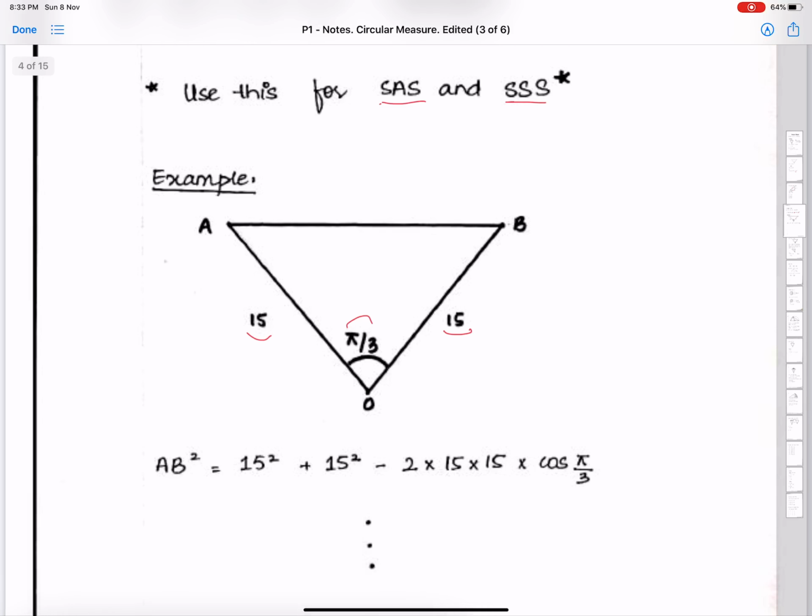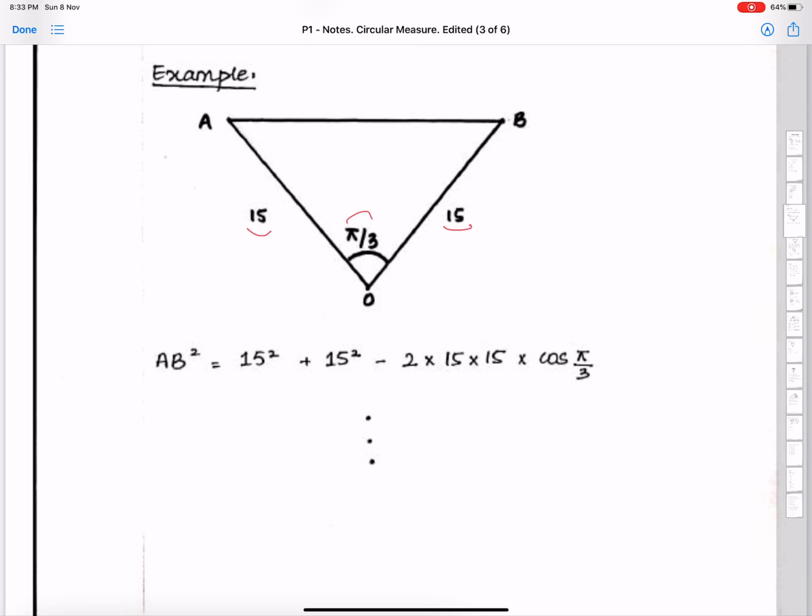So according to cosine rule, we can write this as AB square is 15 square plus 15 square minus 2 of the formula 15 times 15 and cos pi by 3.